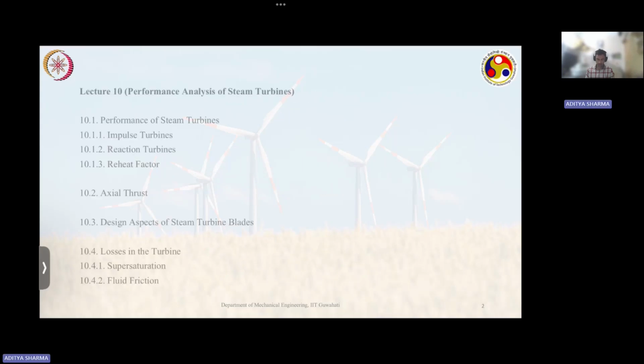So the session will proceed the same way: one lecture and then questions corresponding to that lecture, and this way we shall move ahead in our session. So let's see the topics of lecture 10, that is performance analysis of steam turbines.